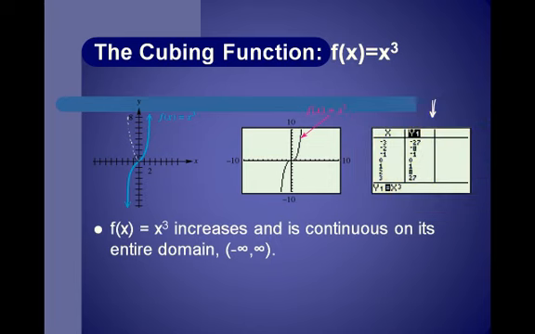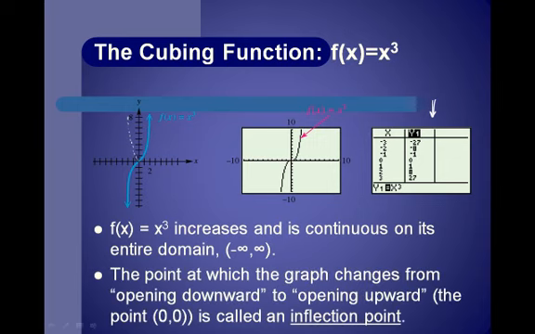F of x equals x to the third increases and is continuous on its entire domain of negative infinity to positive infinity. Again, that means that the domain is all real numbers. We can pick any number and cube it and still get a real number answer. The point at which the graph changes from opening downward to opening upward is called an inflection point. That would be this point right here.